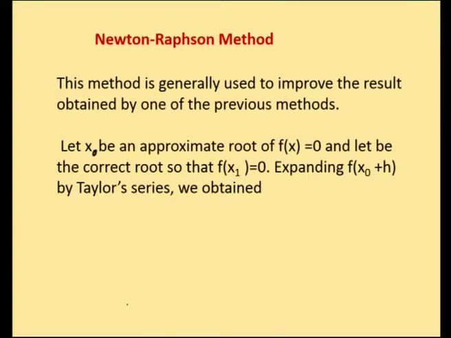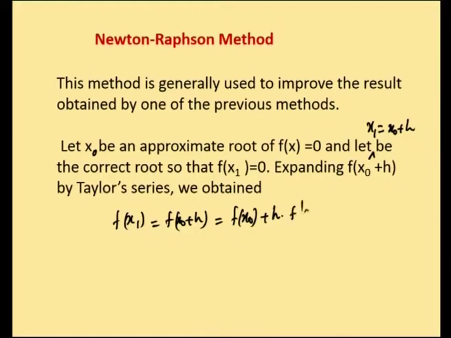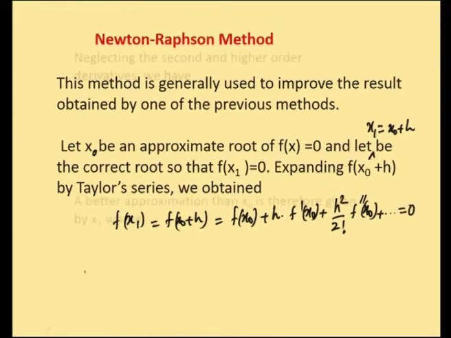Let x0 be an approximate root of f(x) = 0 and let x1 = x0 + h be the correct root, so that f(x1) = 0. Expanding f(x0 + h) by Taylor series, we obtain f(x1) = f(x0 + h) = f(x0) + h f'(x0) + h²/2! f''(x0) + etc. This is equal to 0.